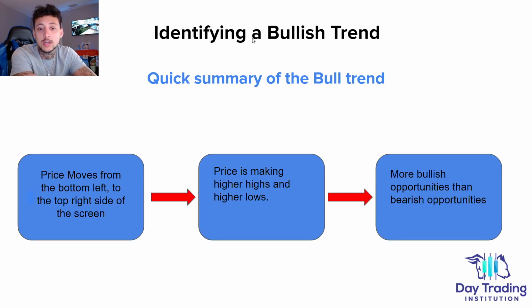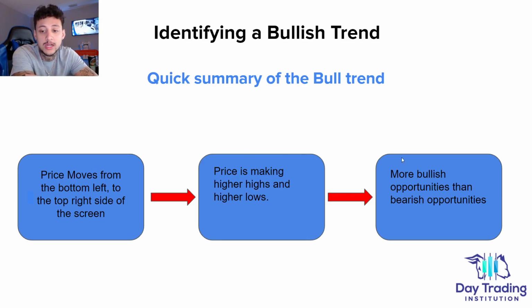Now, when we're actually going to be identifying a bullish trend, here is a quick summary of a bullish trend. So the simplest way for me to put it is if you zoom out on the chart and you see price moving from the bottom left hand side of your screen, meaning down here, to the top right hand side of the screen, meaning all the way up here, then most likely we are in a bullish trend. Now, when we break it down and put things in a little bit more detail, in a bullish trend, price is actually making higher highs and higher lows.